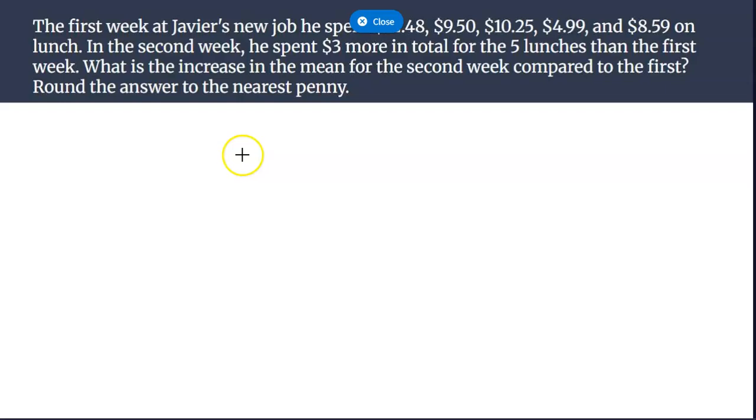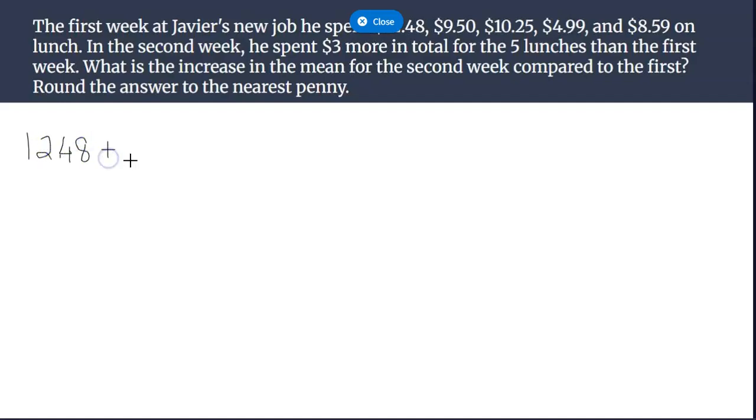Right, on this next one, it says the first week of Javier's new job, he spent $12.48, $9.50, $10.25, $4.99, $8.59 on lunch. In the second week, he spent 3 more in total for the 5 lunches than the first week. What is the increase in the mean for the second week compared to the first? Round to the nearest penny, also known as the hundredths place. Well, let's first find his average for the first week.